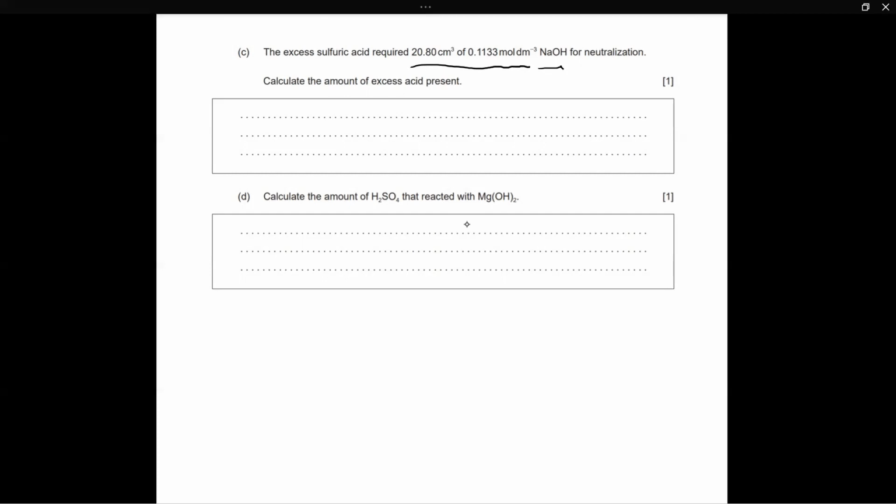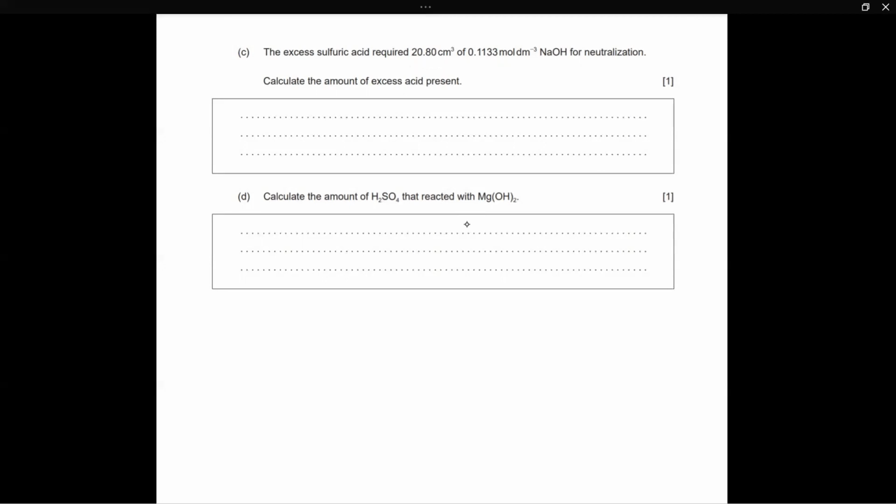Now they've asked us to calculate the amount of excess acid present. And by amount over here, they mean moles. Just to clarify that, they mean moles. I know it's quite weird that the IB hasn't specified it, but what they mean is moles.